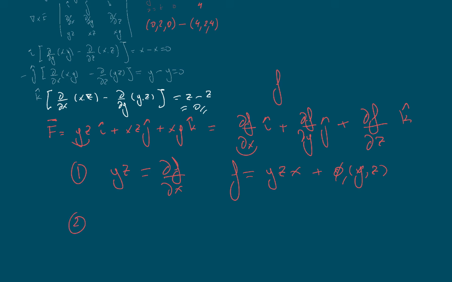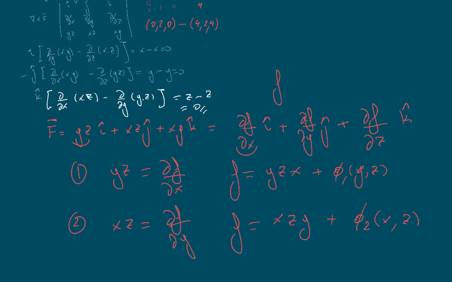The second condition is that x times c will be the partial derivative of f with respect to y. And who will be f? f will be the function whose derivative with respect to y will be x times c. So x c y, and maybe I can add phi2 of x and c. If I make a derivative of a function that depends on x and c, with respect to y, the derivative will be 0.